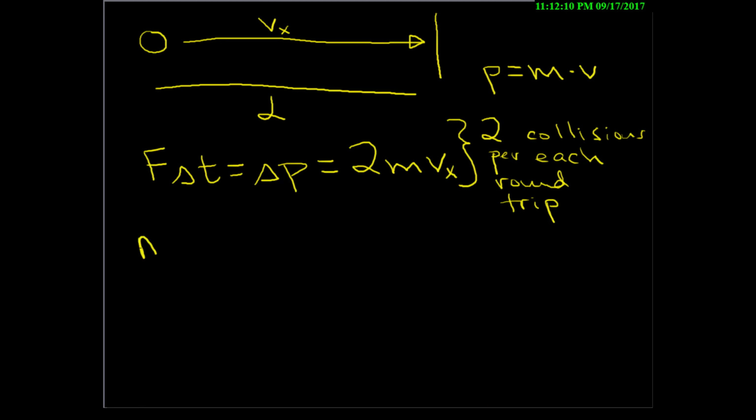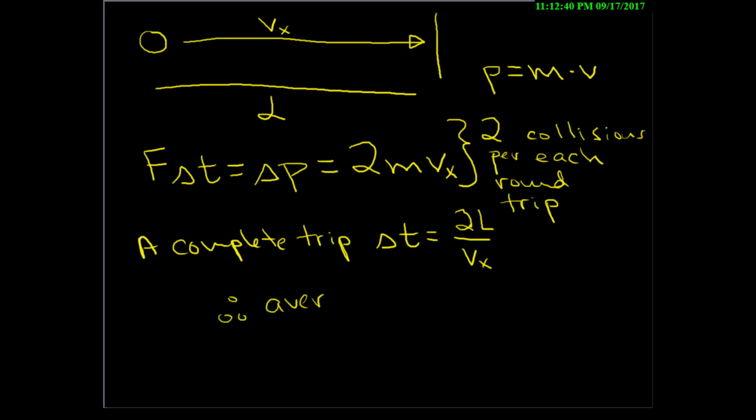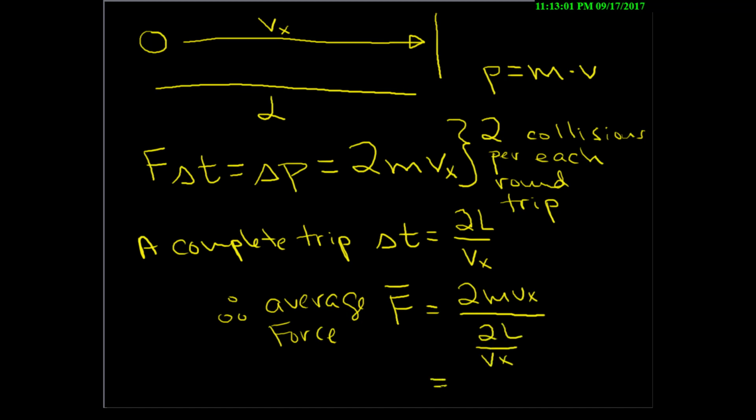Now let's define a complete trip. So a complete trip inside of our container for our particle should be delta t equal to 2 times the length of the container divided by our velocity, which makes lots of sense: the faster our particle is going, the shorter the amount of time it needs to make a round trip itself. And therefore, we've got some average force for our system, which we'll call F bar, equal to 2 times m vx over 2L vx. And if we were to algebraically rearrange this, we would find that we have 2 m vx squared over 2L.